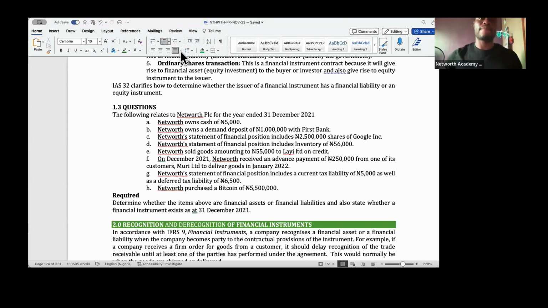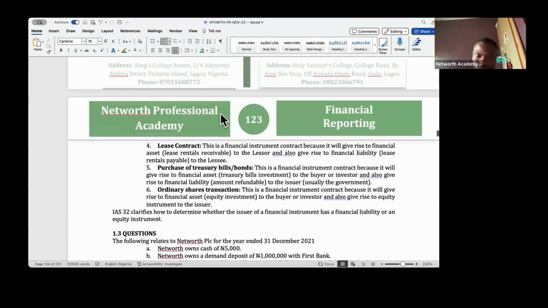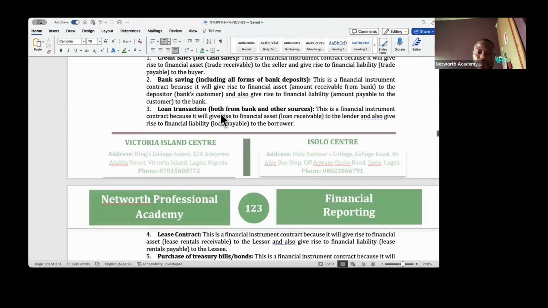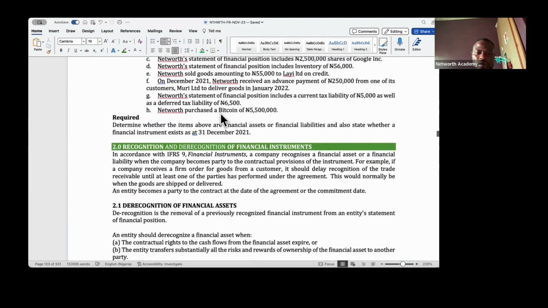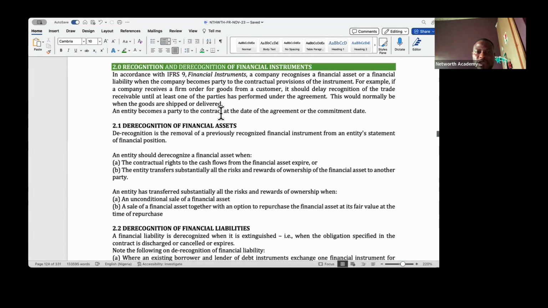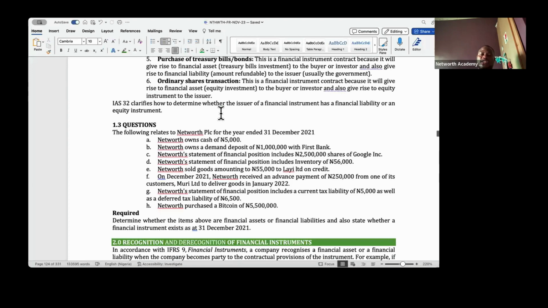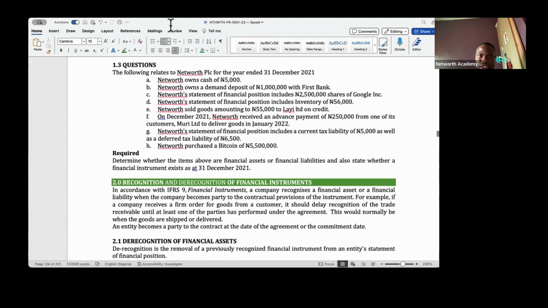So you see, what we just did is extremely important. They will test your knowledge around this in the exams. Now, let's move to the next part. All this we learned now is from IAS 32.